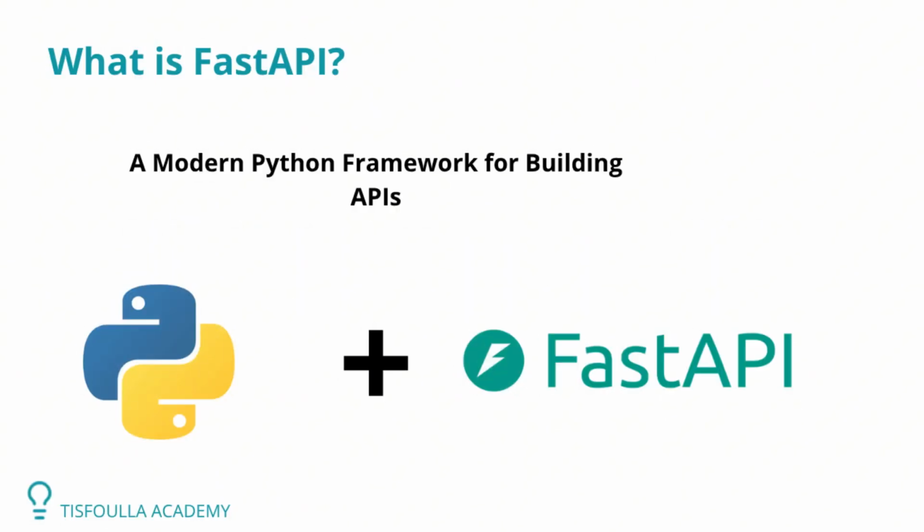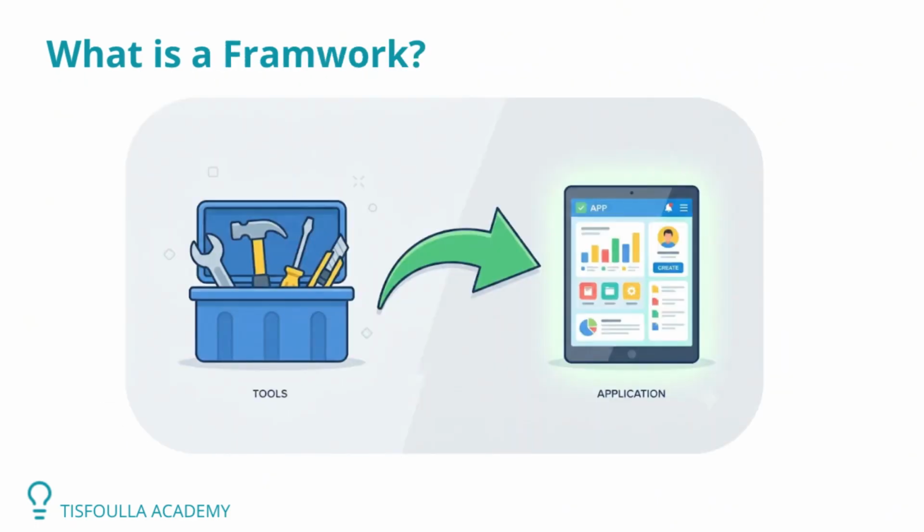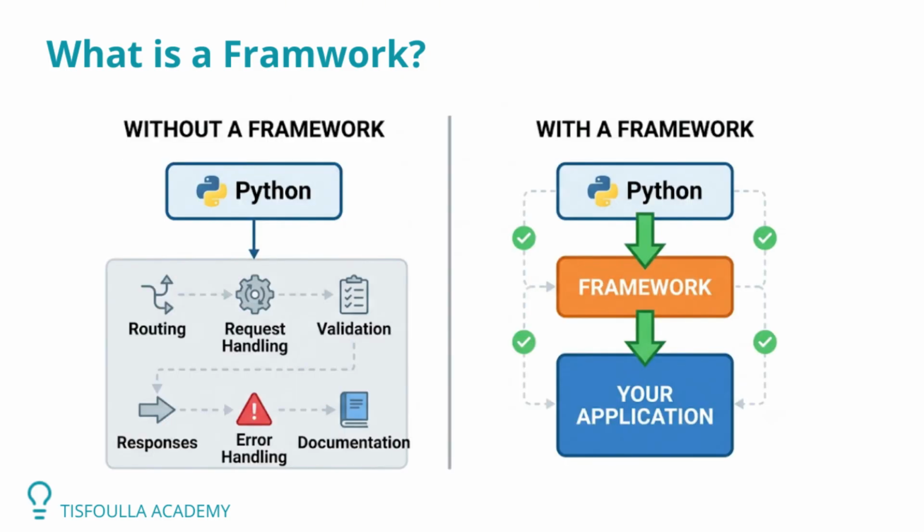FastAPI is a modern Python framework for building APIs. To understand FastAPI, we first need to understand what a framework is. A framework is a collection of tools, libraries, and predefined components that help developers build applications more efficiently. Imagine you want to build a house. Instead of making every brick, every window, and every door from scratch, you use ready-made materials and focus on designing the house itself. A framework works in a similar way. Instead of writing everything from the beginning, such as routing, handling requests, generating responses, or managing errors, the framework already provides these features. This allows developers to spend more time building the application's functionality instead of reinventing common features.